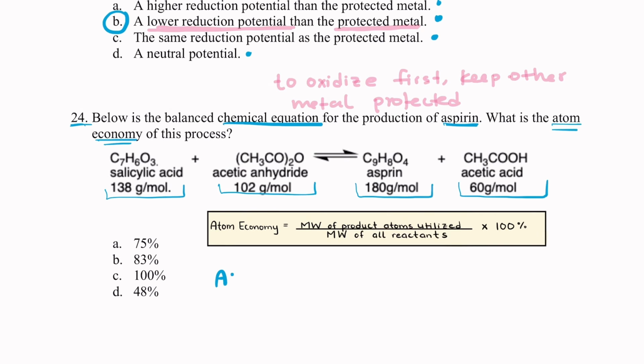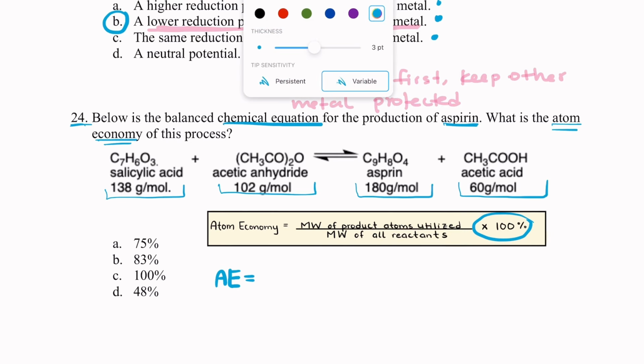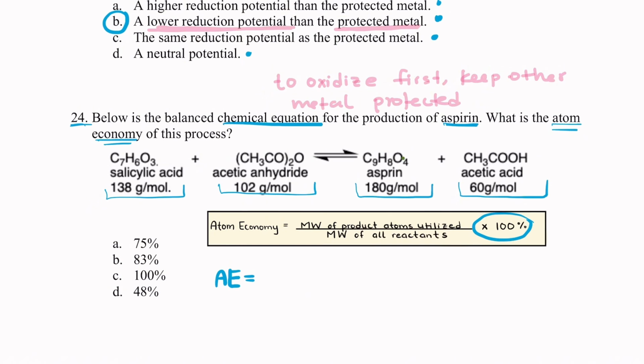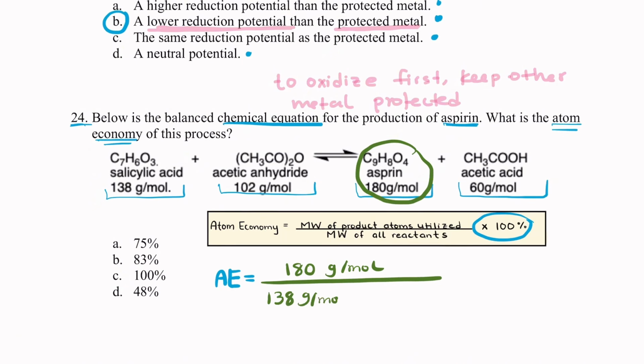Atom economy measures how much of the reactant mass ends up in the desired product. The rule is take the molar mass of the desired product and divide by the total molar mass of all of the reactants, and then multiply that fraction by 100%. So here, the desired product is aspirin. Its molar mass is 180 grams per mole. The total mass of the reactants is 1 mole of salicylic acid plus 1 mole of acetic anhydride. So 138 plus 102, which equals 240 grams per mole.